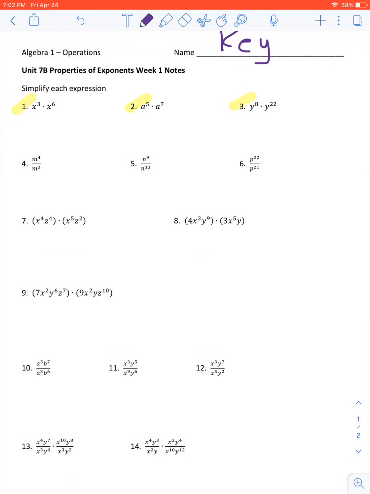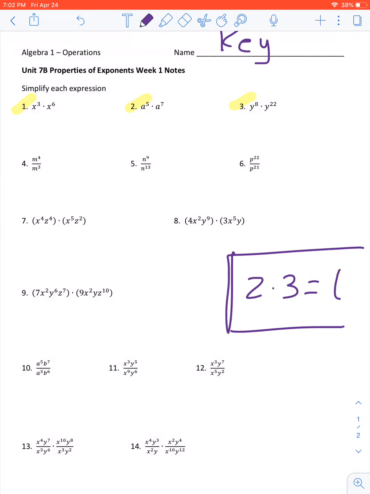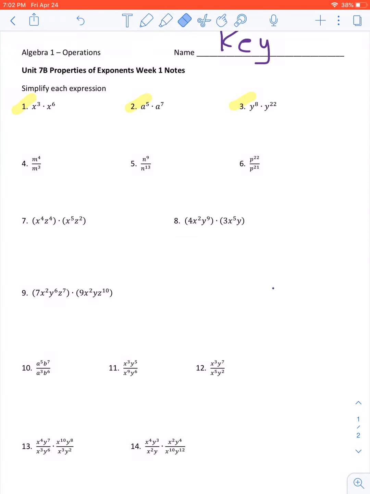So when you're multiplying terms together, for instance, let's go over here real quick. Let's say I have 2 times 3. Well, 2 times 3 is 6, right? We know that. We've done that forever. But it's a little bit different with exponent rules.